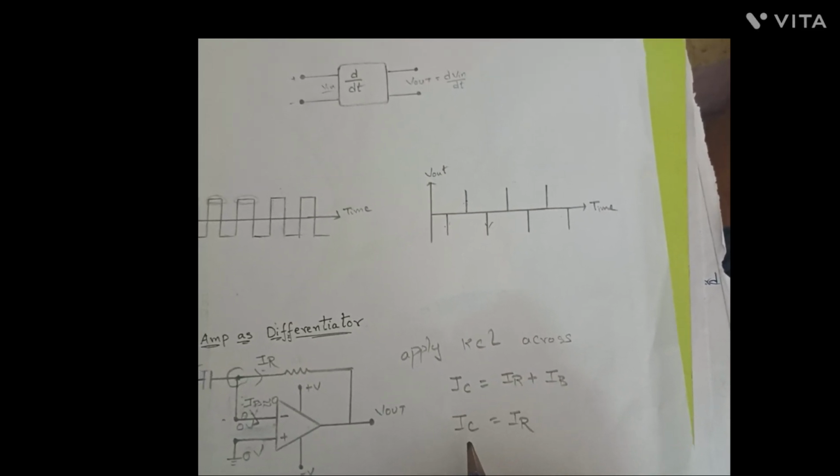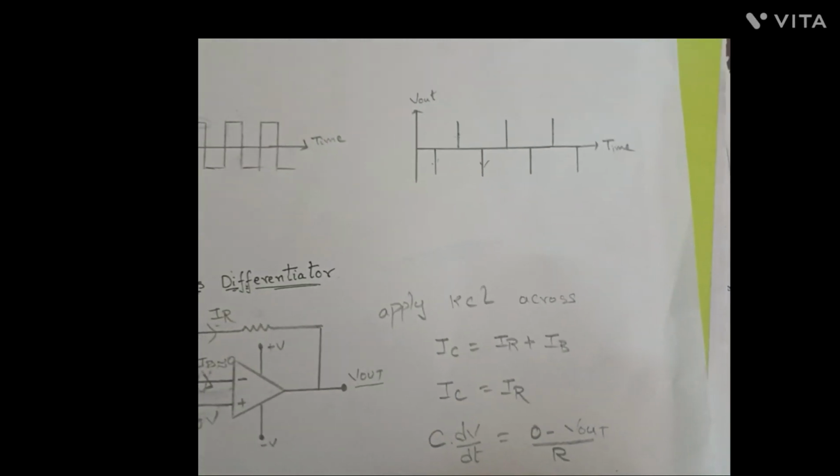Current IC is the current flowing through the capacitor. We can write current IC is equal to capacitance C into the change in input voltage with respect to time, and the current through the resistor we can write as change in voltage by resistance R. Here the voltage is 0, and here the voltage is the output voltage Vout. So we can write 0 minus Vout by resistance R, and we can simplify it.